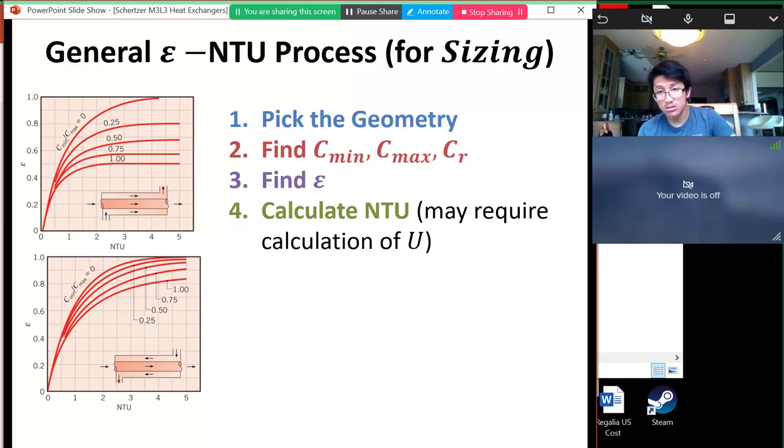Now, in order to do this, remember that in NTU there's that effective heat transfer coefficient. In some problems, we're going to be given the effective heat transfer coefficient, or maybe given h on one side and the other side of the heat exchanger. But I might have to use my understanding of how to find convection coefficients to find U as well. And then once I know what NTU is, I can use the definition of NTU to find A.